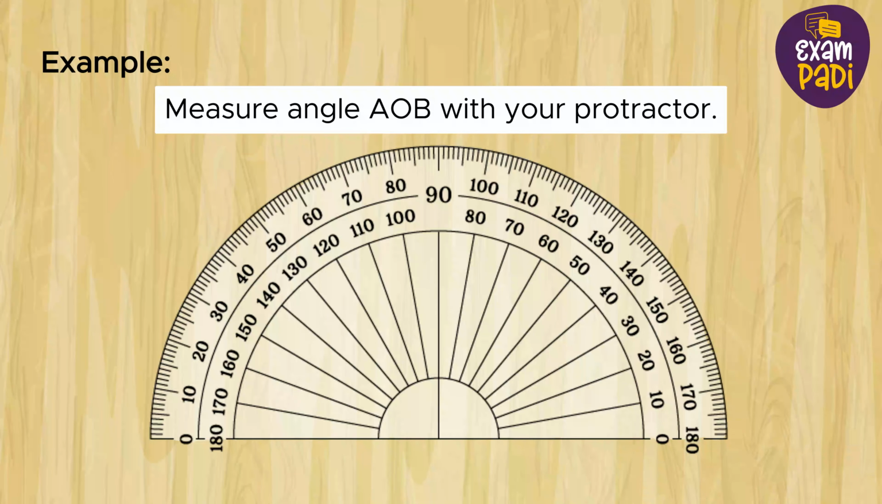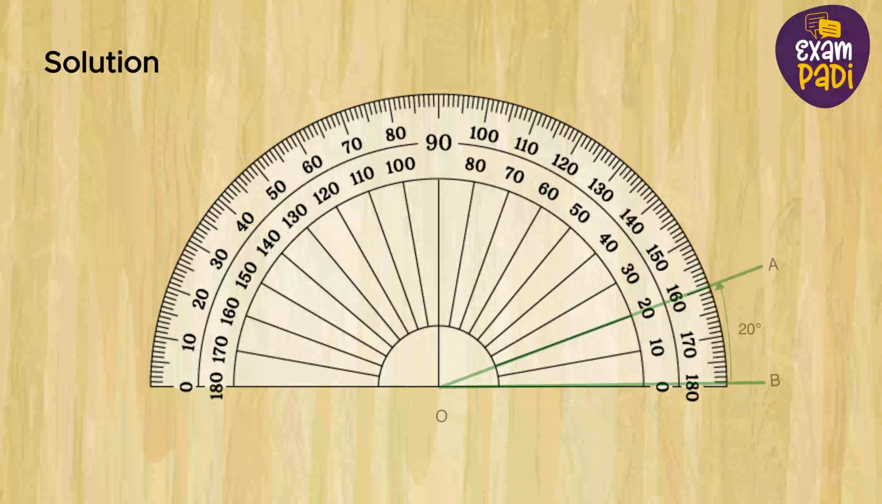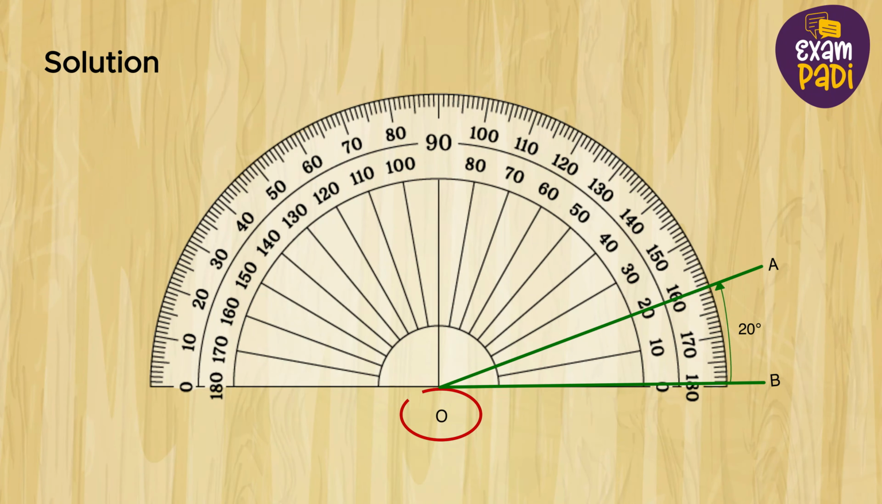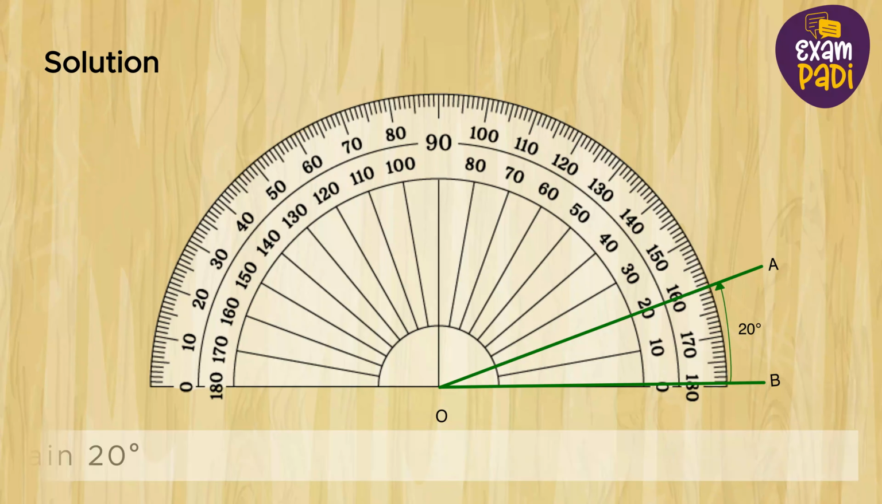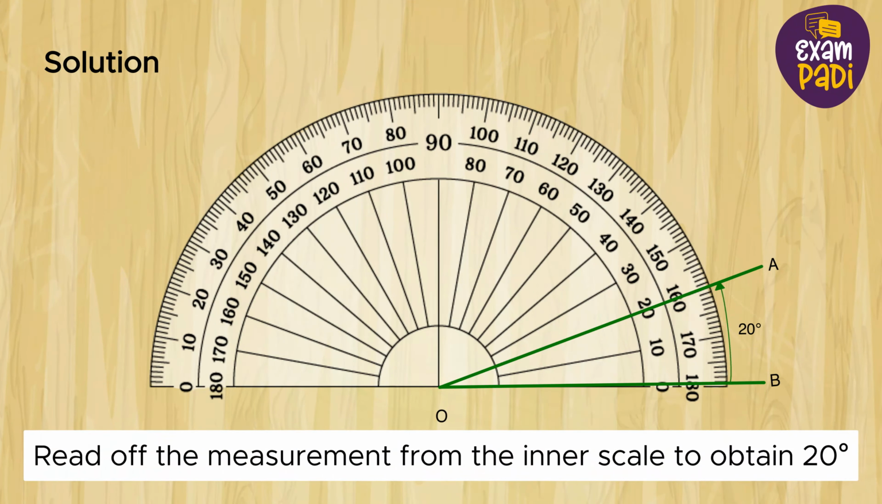Example: measure angle AOB with your protractor. Solution: place the center point O of the protractor on the vertex, that is, where the two arms of the angle meet, in such a way that the zero line of the protractor coincides with line OA of the angle. You may need to extend lines OA and OB. Count down the numbers from the point B, as shown in the previous image. Read off the measurement from the inner scale to obtain 20.